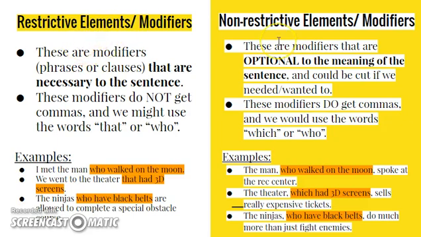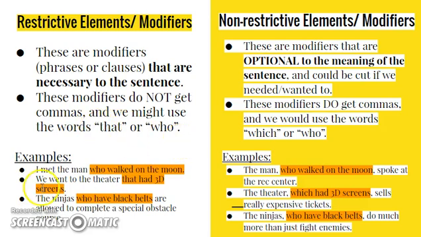This will sound confusing at first, but hang in there with me. There's a type of modifier called a restrictive element. Restrictive elements are modifiers that are necessary to the sentence. I want to keep them for clarity purposes. These important necessary modifiers do not get commas. And we might recognize a restrictive element because it may use the words that or who.